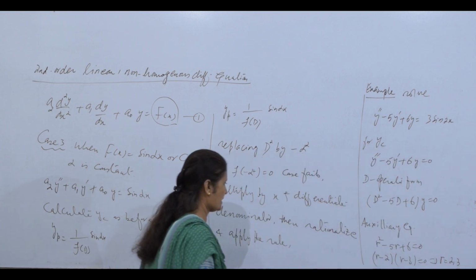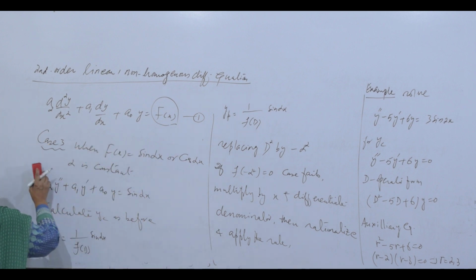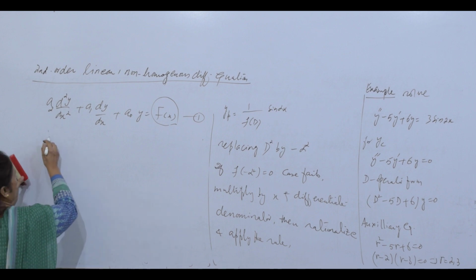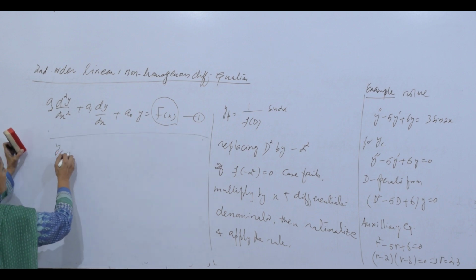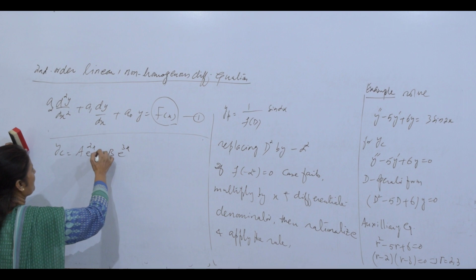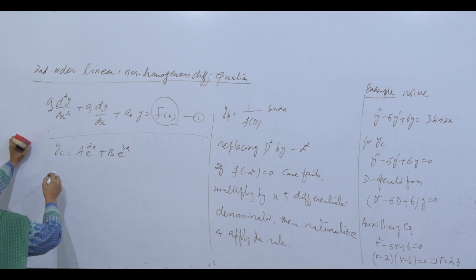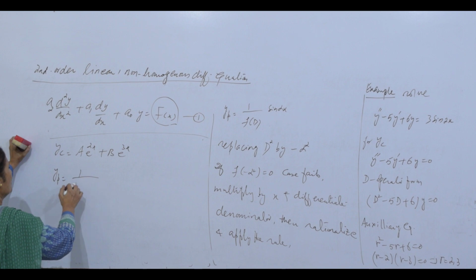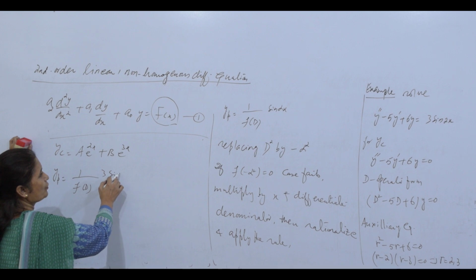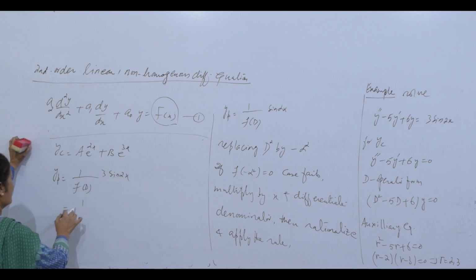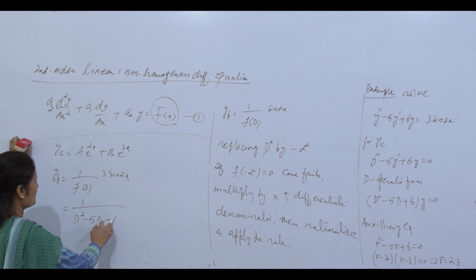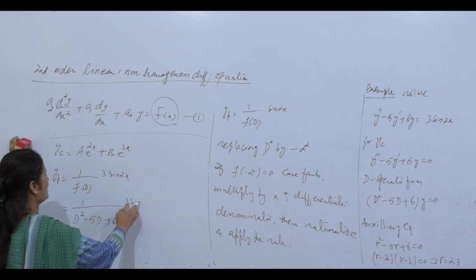So roots are real distinct. If roots are real distinct, the solution yc will be a e^2x plus b e^3x. This is yc. For yp, 1 over polynomial in D, 3 sine 2x. Let me write down the polynomial, which is D square minus 5D plus 6. This is 3 sine 2x.